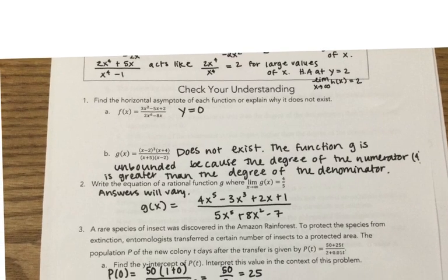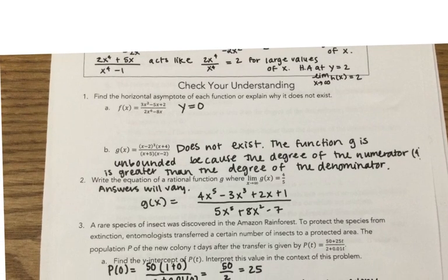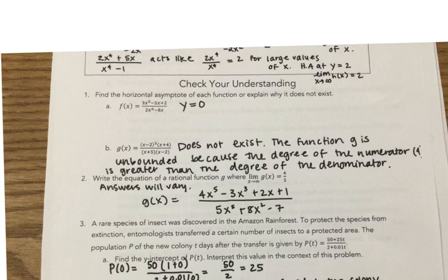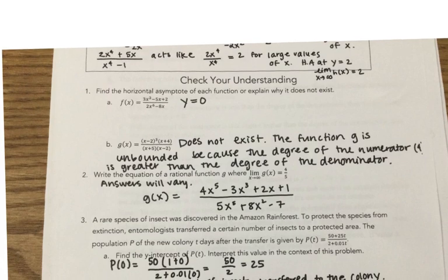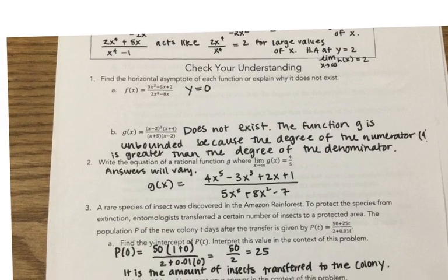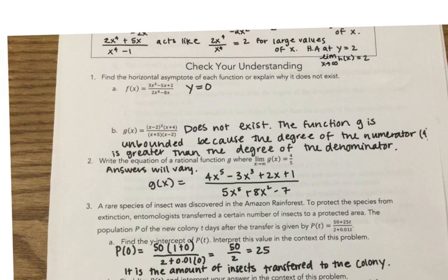Give me what this means in the context of the problem. There were 25 insects when they started. That's it. T is 0. So at the beginning of their time, when they first brought insects in, there were 25 of them. You're just giving context to the situation.